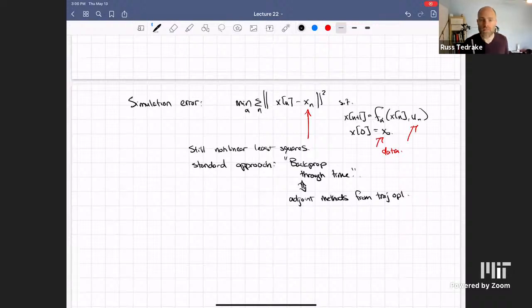Okay, there's two other points I think to make about even the state-based neural network case. The first one is, how do you generate the data?